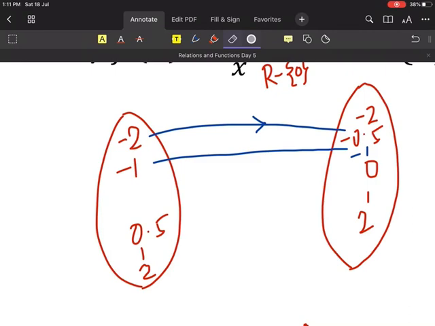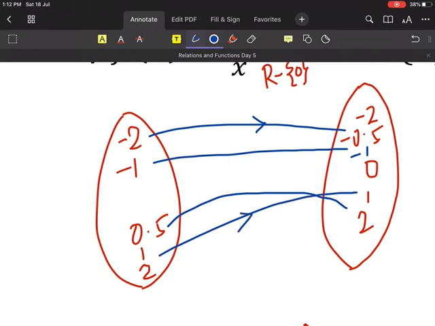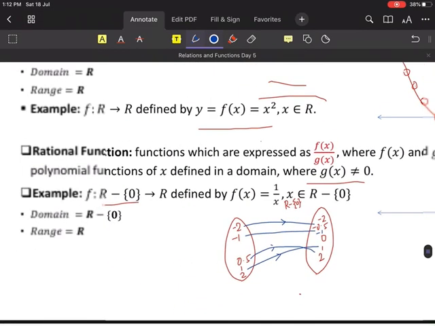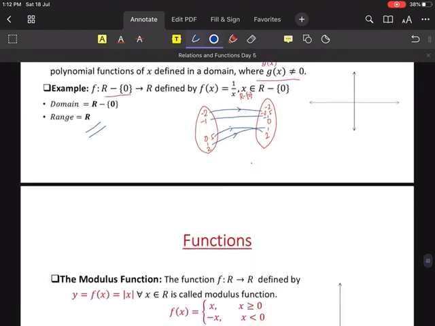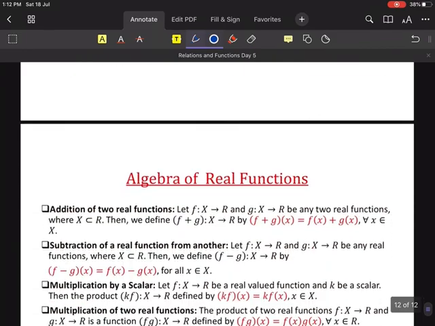Yes or no? Okay. Now 0.5 will be mapped with what? 0.5 will go towards 2. That's right. 0.5 is actually 1 by 2, so 1 by 1 by 2 is 2. And 1 will go towards 1. So what do you see? All the negative numbers and positive numbers are there, right? So the range will be R. Yes, that's how it is.